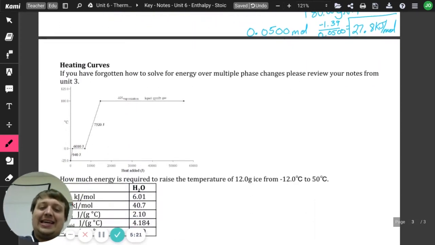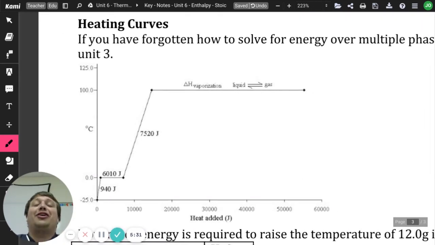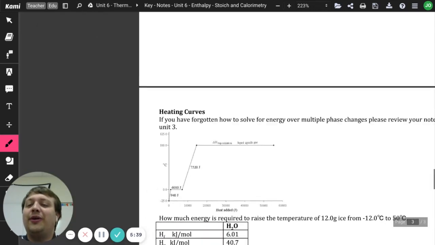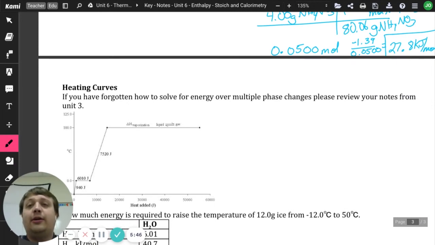All right, very last thing on our notes for today is a heating curve. Now, for a heating curve, this should be something that y'all have seen in the past. I call it a heating curve, not curve, because a heating curve does not have curves anywhere on it. If you've forgotten how to solve for energy over multiple phase changes, please make sure to go back and review your notes from Unit 3. You can find those on Canvas, but they will kind of talk you through how to go through a heating curve and solve for that.